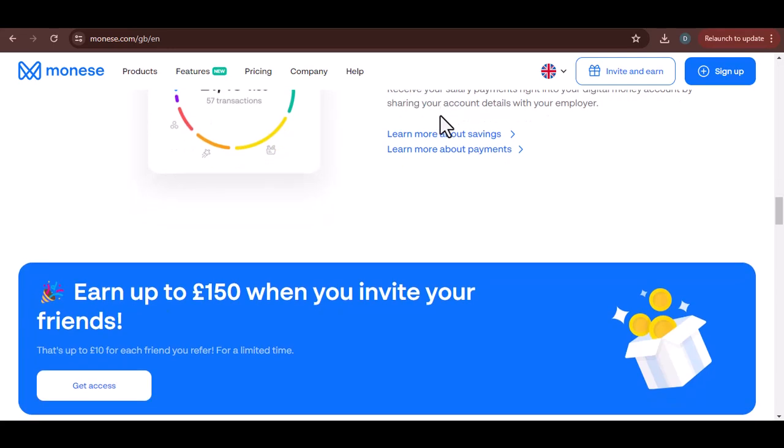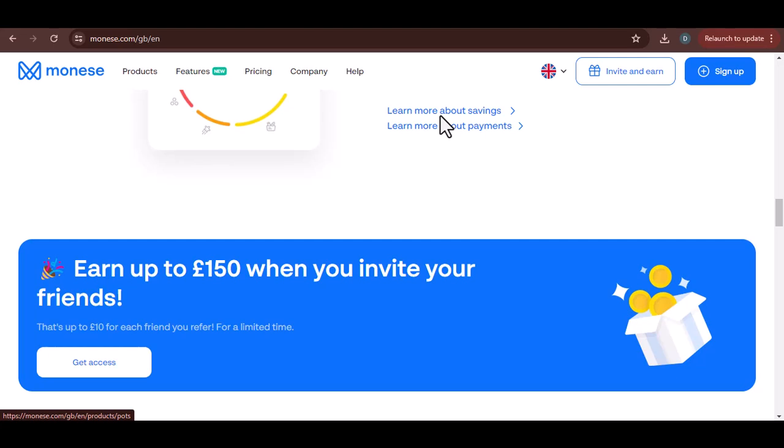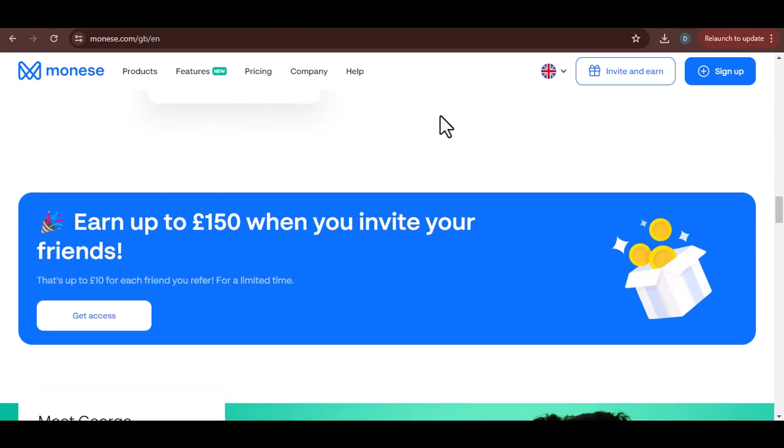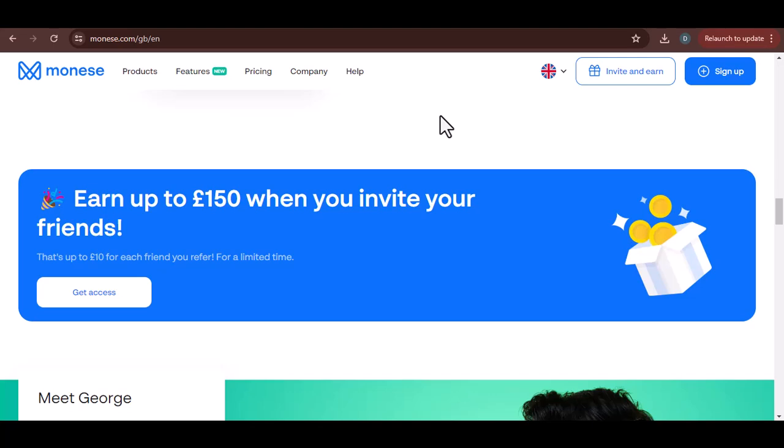They're there to help. The world of finance can be confusing, especially with codes and numbers flying around. But armed with the right information, you can navigate it like a pro. Understanding the Monese SWIFT code is one step closer to mastering your money game.